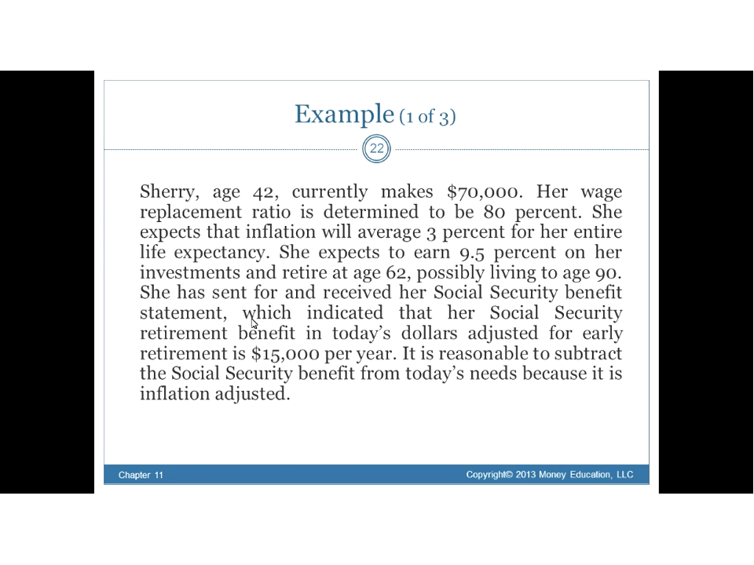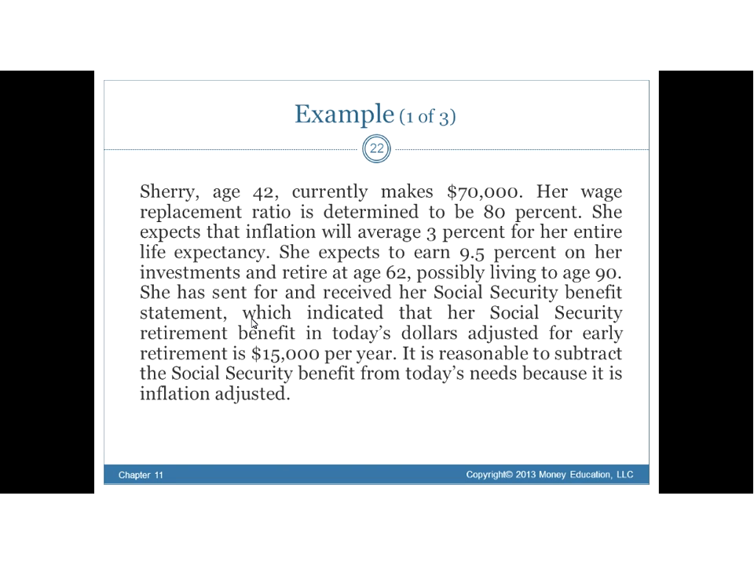Sherry, currently age 42, makes $70,000 a year. Her wage replacement ratio you've determined to be 80%. So we can already say, all right, if we're following these steps, she needs 80% of $70,000, $56,000 a year. She expects inflation will average 3% for her retired life expectancy, and she expects to earn 9.5% on her investments and retire at age 62. 9.5% would be a pretty high assumption to make, particularly in retirement, but we'll just go with it. Possibly living to age 90. So we're making an assumption based on life expectancy as well.